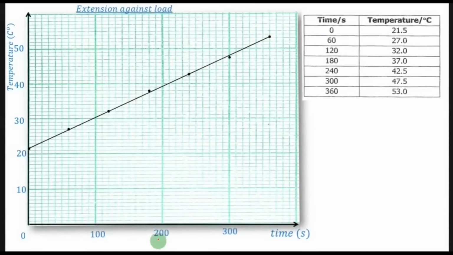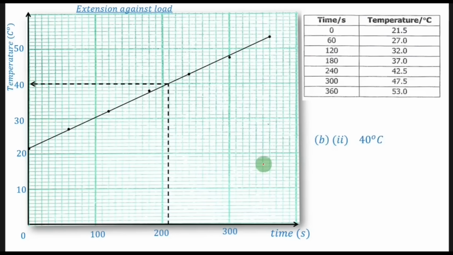So when you are at 210 seconds here, 210 is somewhere here, this line. So when you are at 210, you come here, then when you meet this line like that, you go this way. The temperature here is actually 40, so you say 40 degrees Celsius.